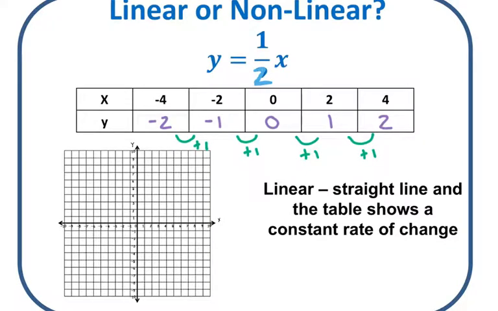And then if I were to graph it, (-4, -2), (-2, -1), (0, 0), (2, 1), and (4, 2). You would see that it forms a straight line, making it a linear function. So we have a straight line and the table shows a constant rate of change.